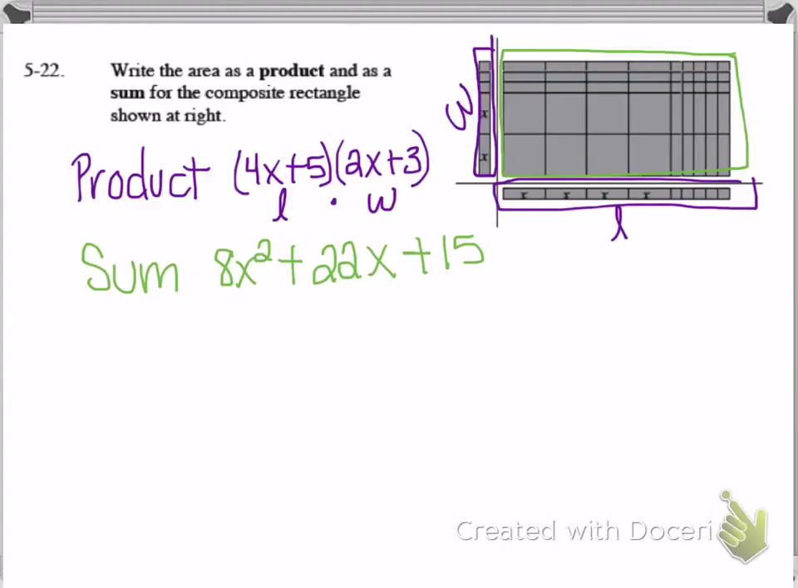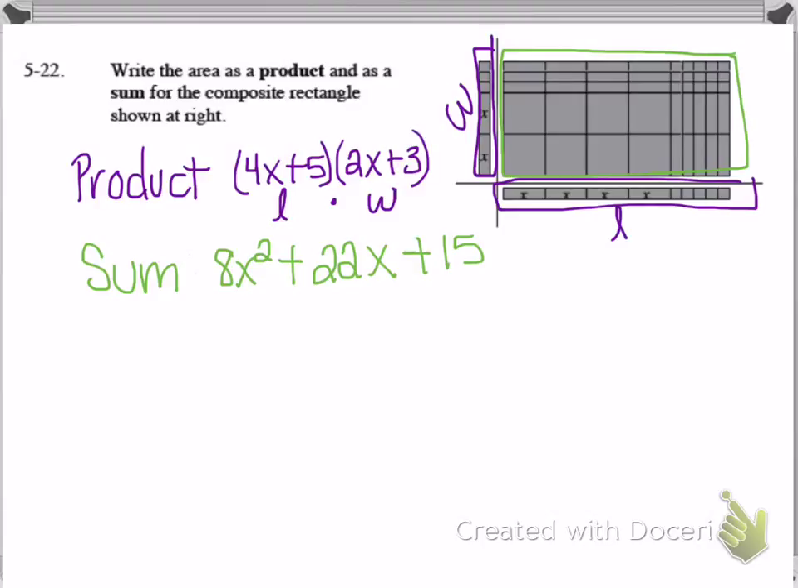Here's the answer for writing the area of this rectangle as both a product and as a sum. Remember that a product needs to be written with parentheses and that it represents the length times the width to get the area for this rectangle. The sum is what the rectangle is composed of. So the algebra tiles that make up that rectangle, and that's where you can see your 8x squareds, your 22x's, and your 15 ones.